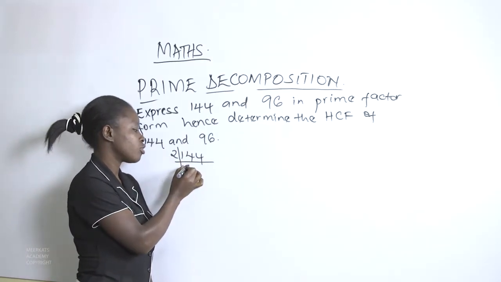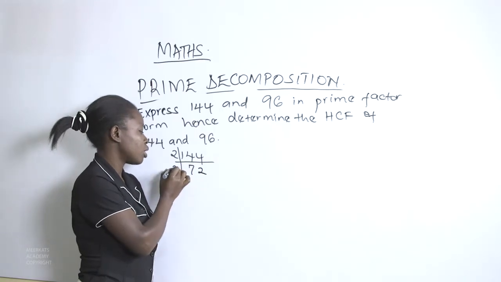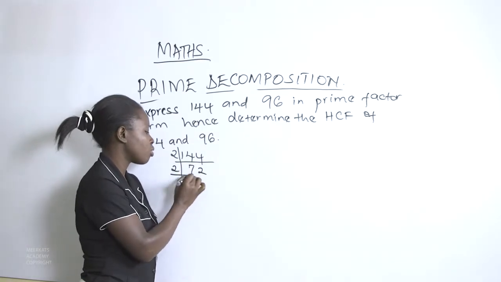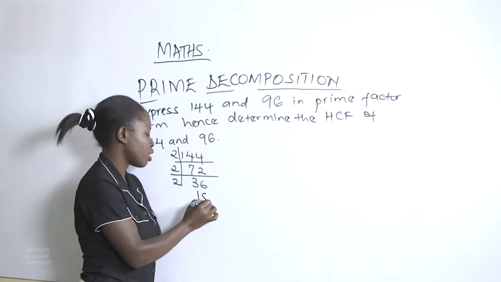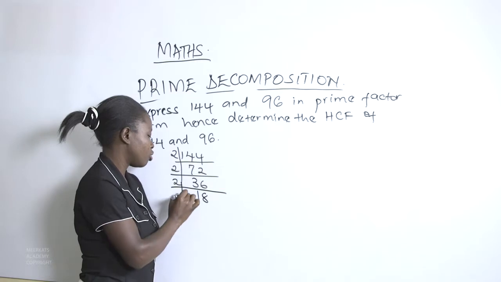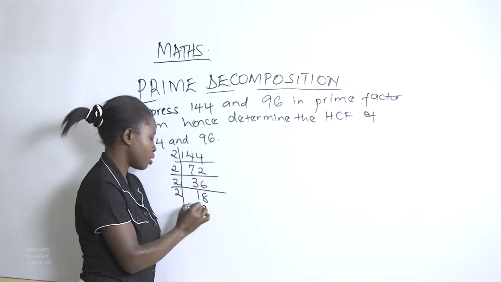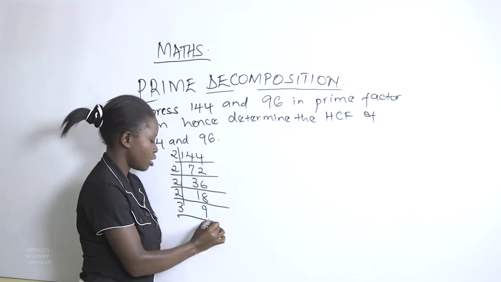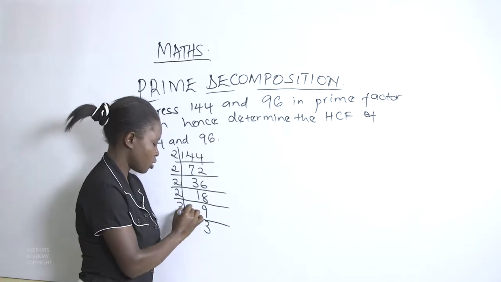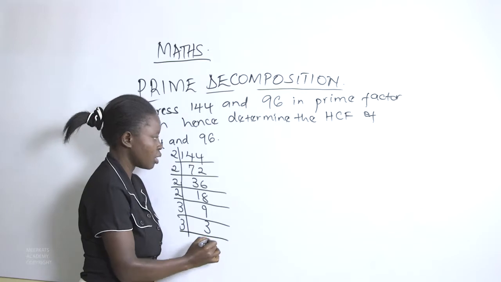2 into 144 is 72. The next one is 2 into 72, we have 36. 2 into 36, we have 18. 2 into 18, that is 9. Then 3 into 9, we have 3. And finally, 3 into 3, we have 1.